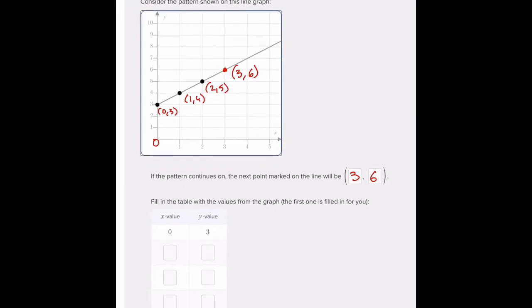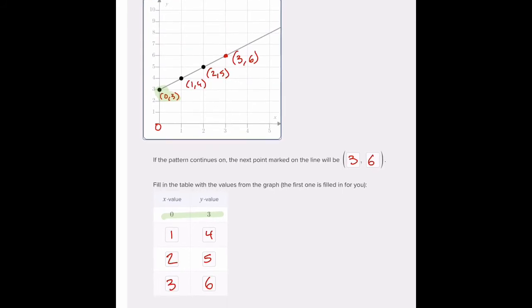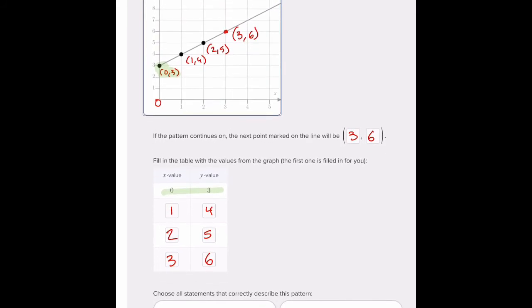Now let's look at the table and see what we can do with that. So fill in the table with the values from the graph. The first one is filled in for you. That's the 0 comma 3. We'll fill in the rest. We had 1 comma 4, 2 comma 5, and 3 comma 6. So our x values and y values are filled in.